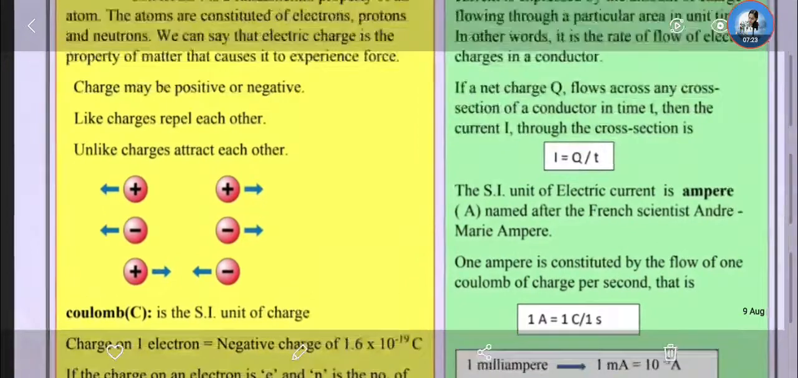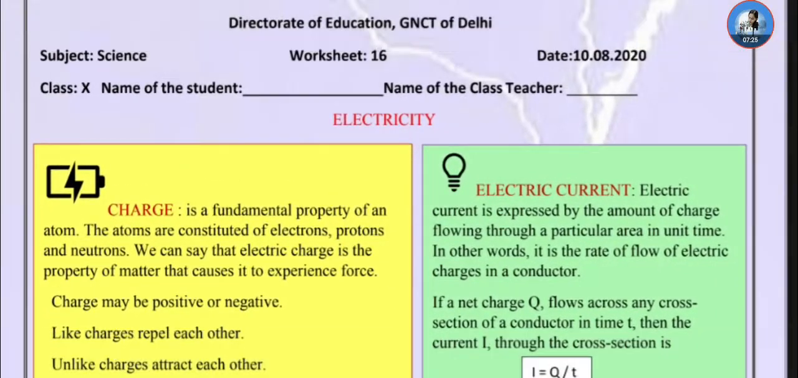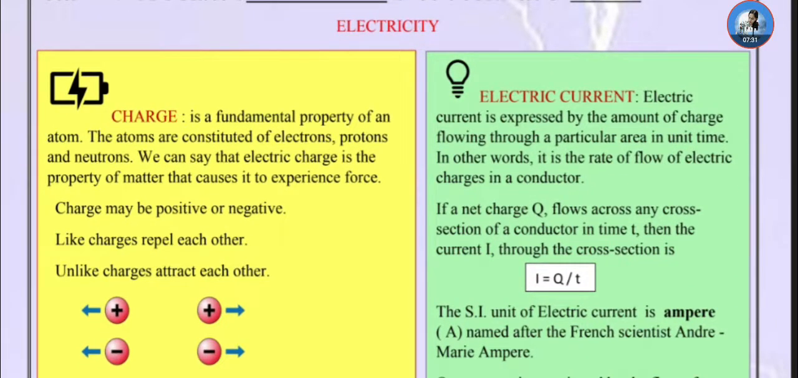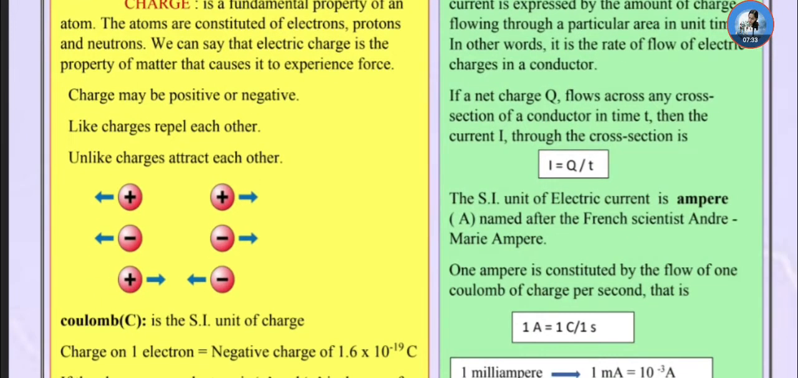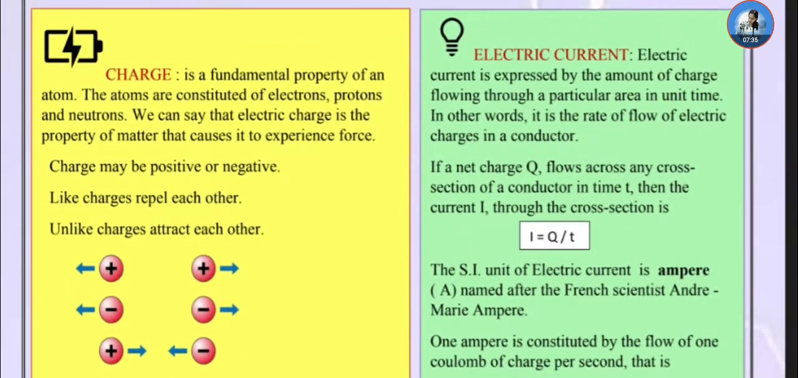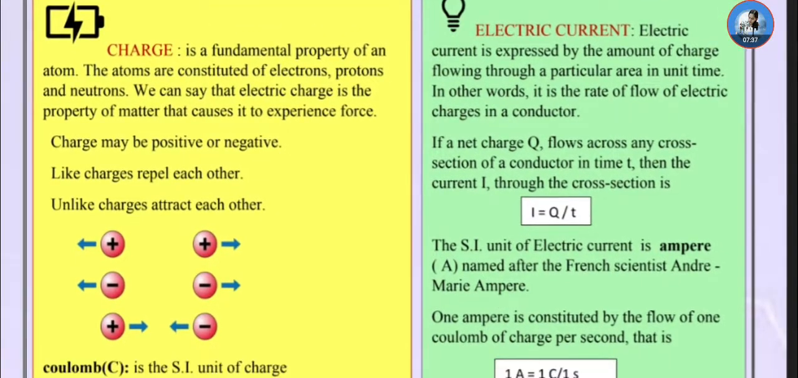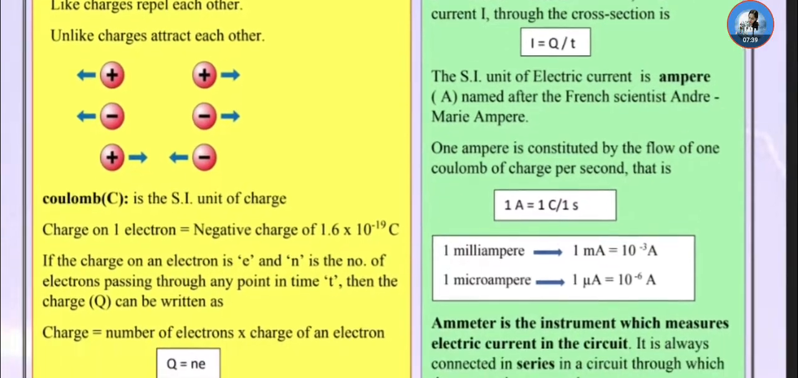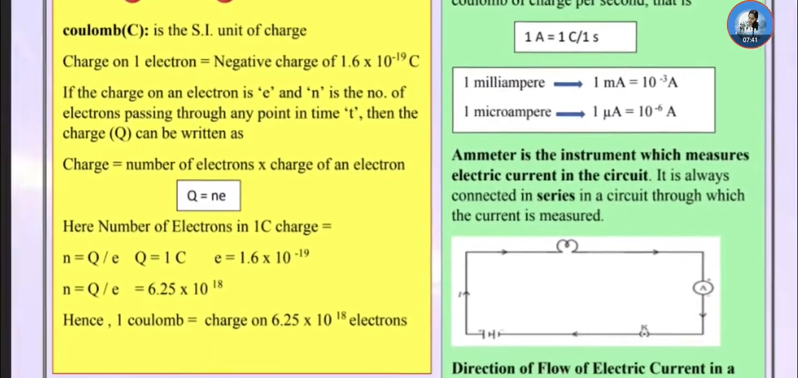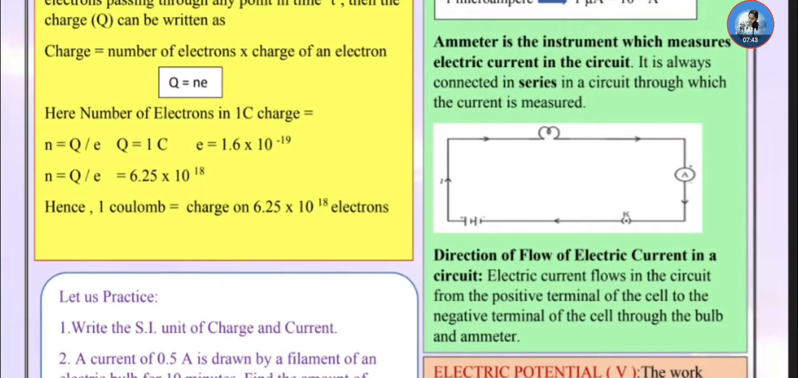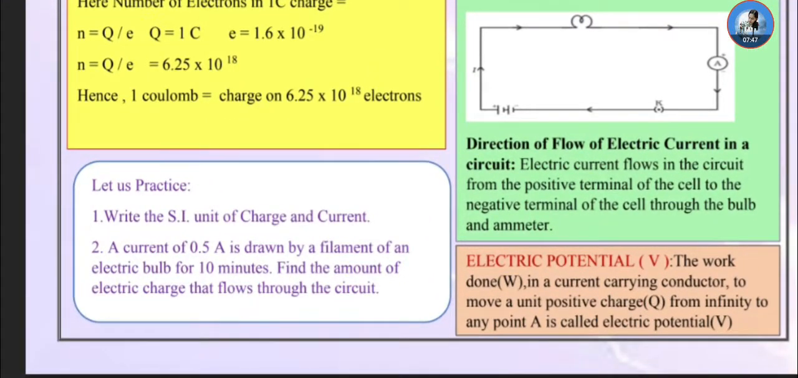So I think by this worksheet, you are really enjoying this topic, that is electricity, and by this worksheet you are aware about charge, nature of the charges and how they experience attraction and repulsion, and what is current, what is the SI unit of current, and what is the instrument that is used to measure the electric current. So let's do some practice questions.